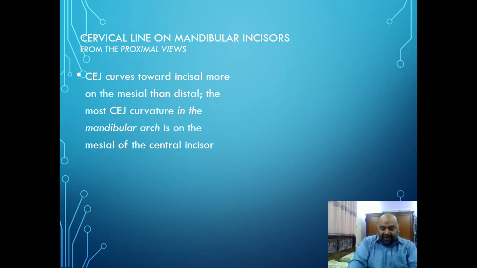Okay, now the cemento-enamel junction. One of the tooth form generalizations is that the cemento-enamel junction curves more on the mesial aspect as compared to the distal aspect, and the difference between the curvature on the mesial as compared to the distal aspect is around 1 millimeter.